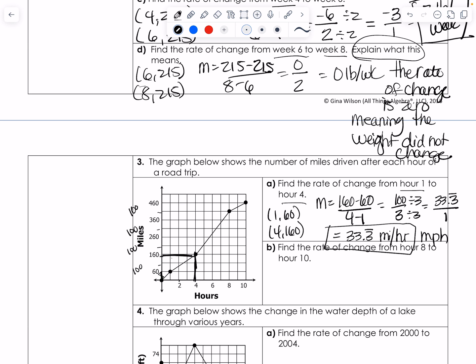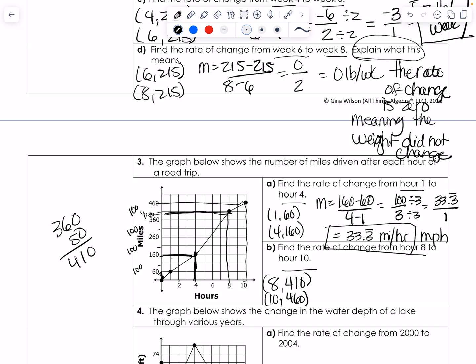Okay. On B, the rate of change from hour 8 to hour 10. So in hour 8 to hour 10, here's your 8. You notice it goes halfway between. If you have 360, you add 50 to it, you're going to get 410. So I know that this is 410. So I have, on this, 8 and 410. And then 10 is pretty easy. You go up and you see that it falls on the 460. I have 10 and 460.